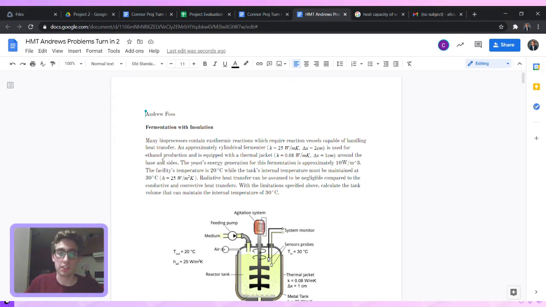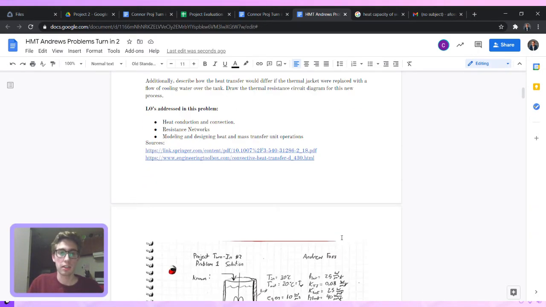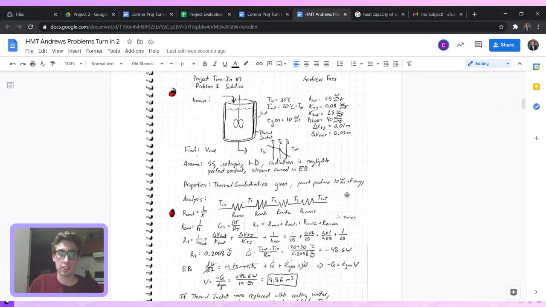To do this we have to consider the desired internal and external temperatures, the heat loss, which is a measure of both the conductive and convective heat transfers at play, as well as the energy generated by the yeast. So to do this, a heat transfer resistance diagram was mapped out here.